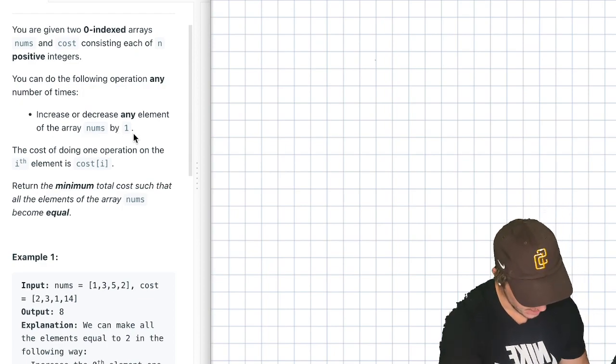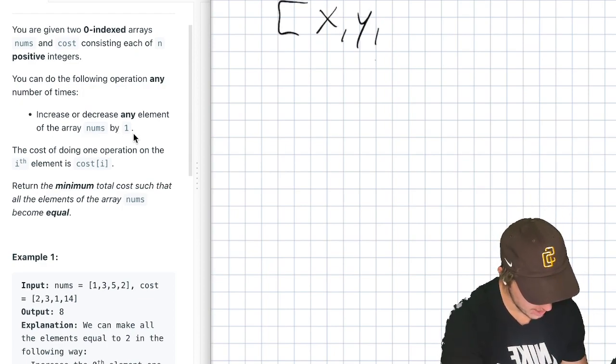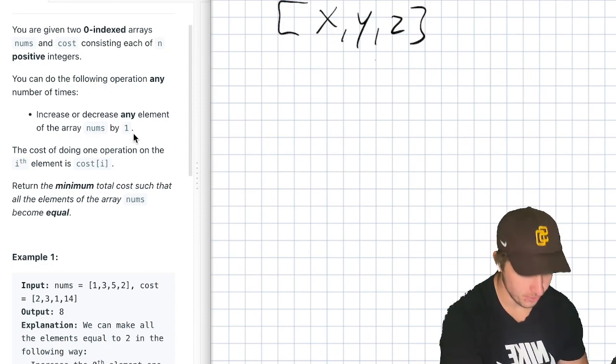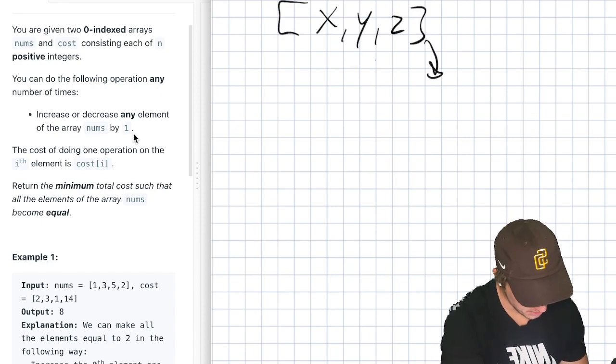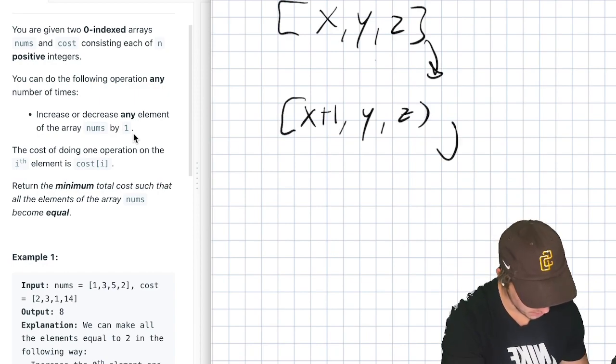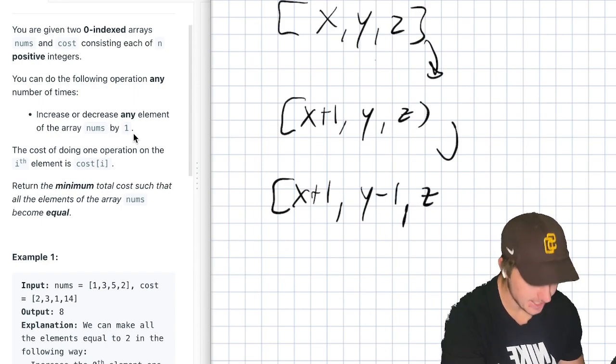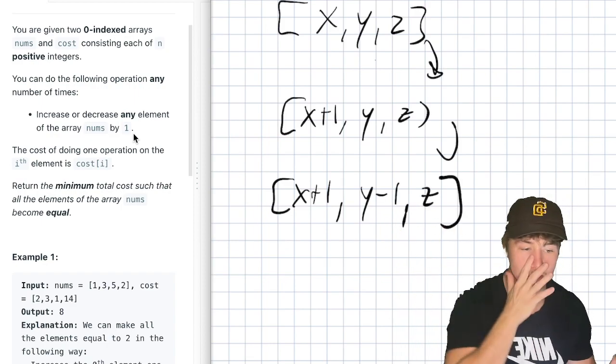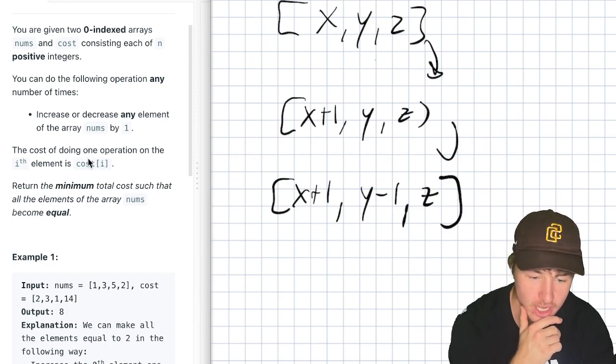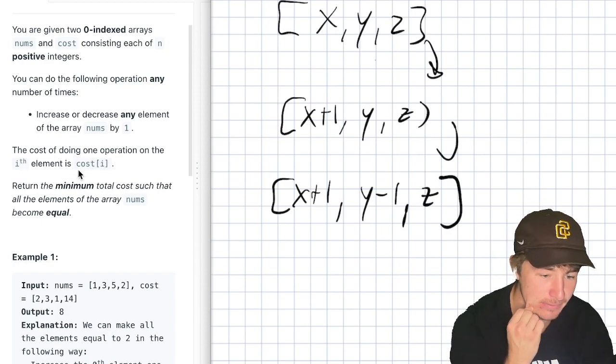So if I have x, y, z as an array, what are the operations I can do? I can do one operation to make it x plus 1, y, z. Or I could do another operation and do x plus 1, y minus 1, z, right? So I can take any element and I can increase it by 1 or I can decrease it by 1. Make sense? The cost of doing an operation on the ith element is cost of i.